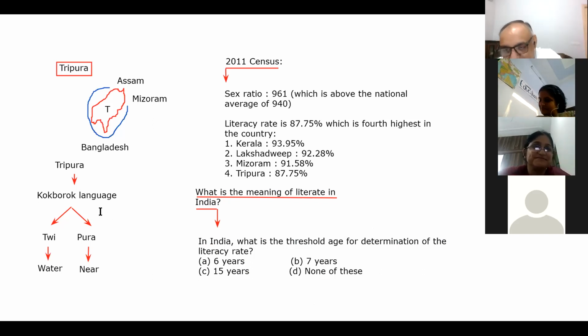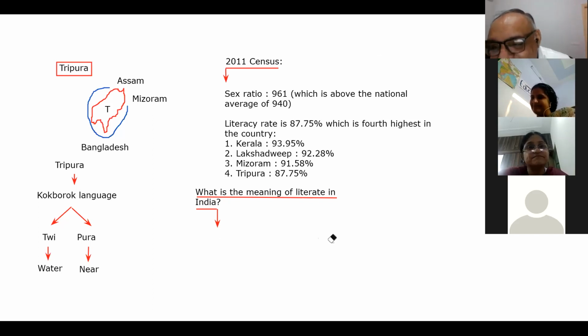So basically, Simranjit thinks according to the international standards. As per the UNO, that should be 15 years. So that is the threshold age. But for India, it is 7 years. But at least we should know who the literates are, and particularly we the teachers must know.